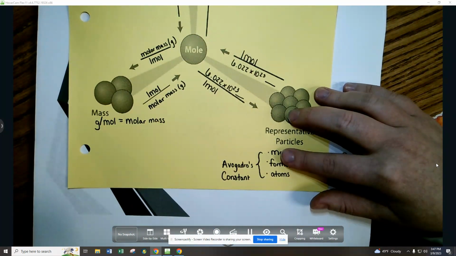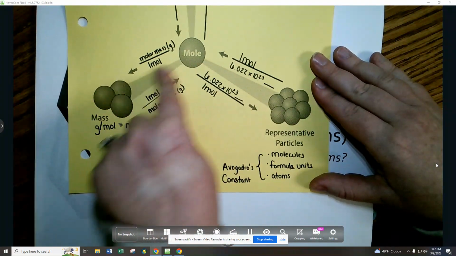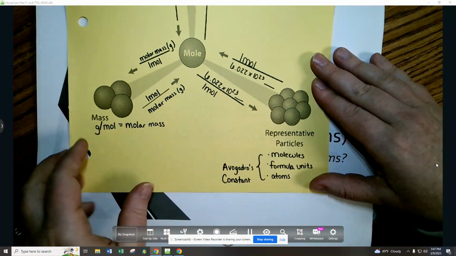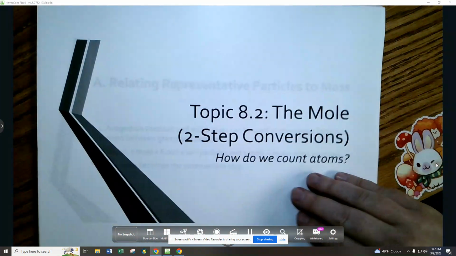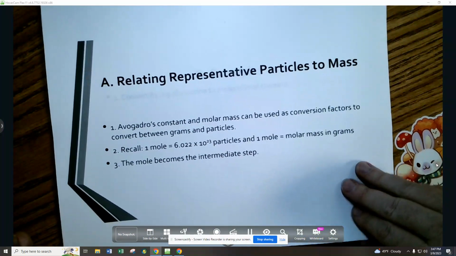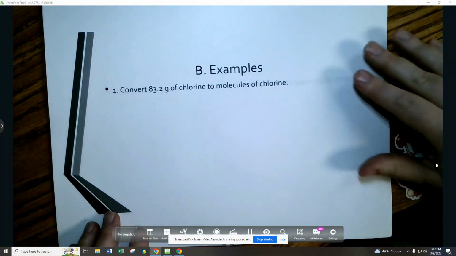So I'm going to refer to this off and on because what we're going to do today is connect both towns on our mole map, the towns being mass and representative particle. I've explained this first one, and again, through examples, it'll explain that first part of the notes.